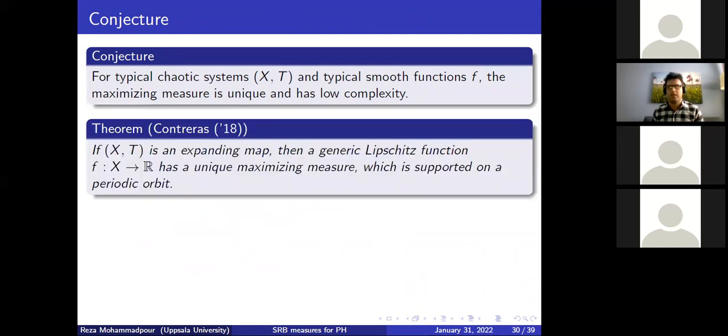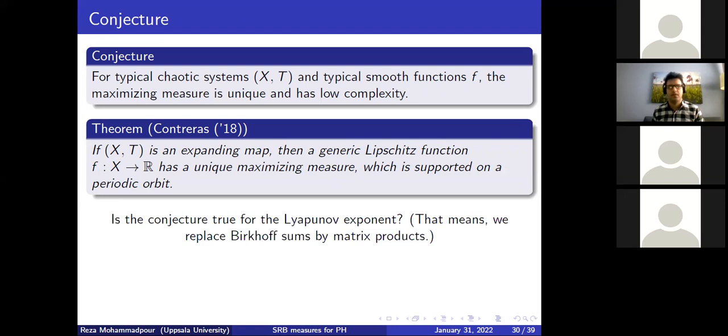And this conjecture, in the case of Birkhoff averages, was proved by Gonzalez and Torres. So if T is an expanding map, then a generic Lipschitz function, and it also works for Hölder, has a unique maximizing measure, which is supported on a periodic orbit.